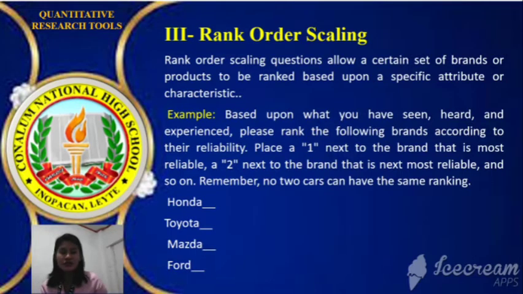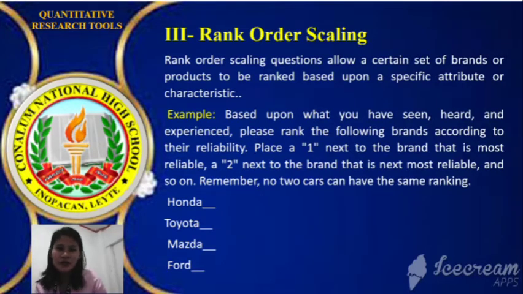So like for example, you're interested to buy a motorcycle and you are confused about what brand you are going to buy. Of course, you can ask your friends by ranking the brands that you are interested in. So for example, you're interested in Honda, Toyota, Mazda, or Ford, if there is. So you can let them rank from 1 to 4. There are only 4 choices. So that is easy, rank order scaling.